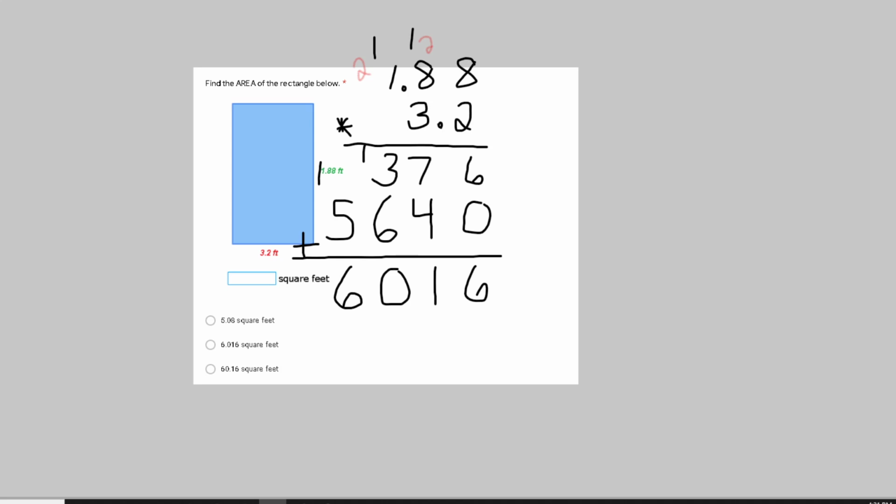Now we have our last step here. We need to see how many decimal places we need here. I know that there's 1, 2, 3 digits to the right of the decimals. So that means that we need 3 digits to the right of the decimal in our final answer. So our decimal must go right here. Okay. So you get 6.016 square feet.